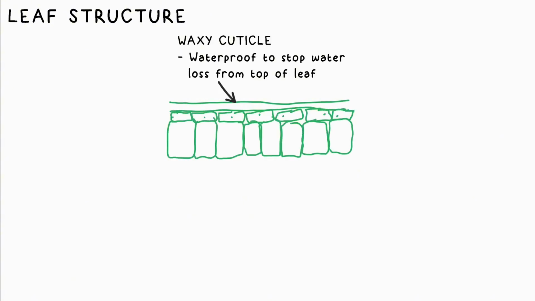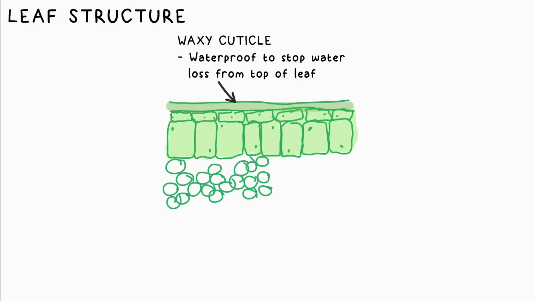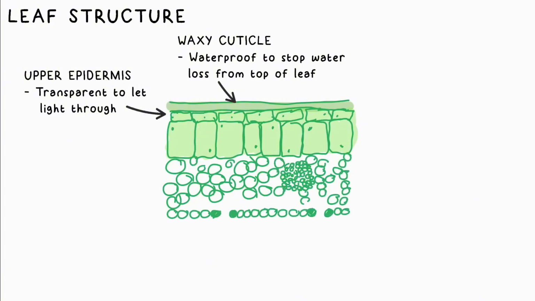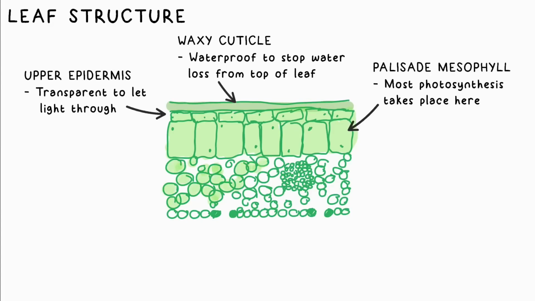At the top we have the waterproof waxy cuticle, not to stop water from entering the leaf, but to stop it from evaporating from the top and causing the leaf to dry out. The upper epidermis just means outer layer, consists of transparent cells that allow light to pass through to the palisade mesophyll layer. Mesophyll just means a layer in the middle. These are chock full of chloroplasts, so this is where the majority of photosynthesis takes place.